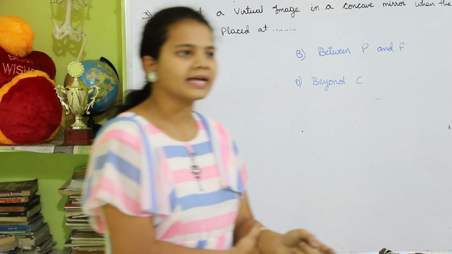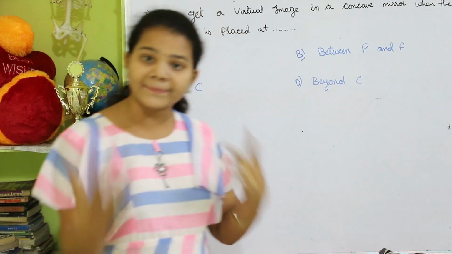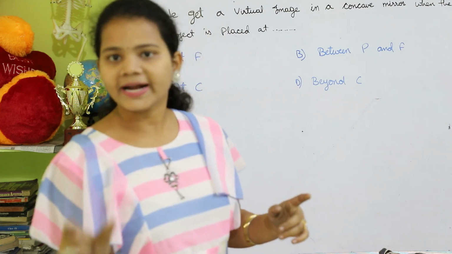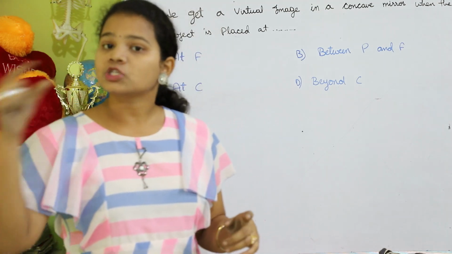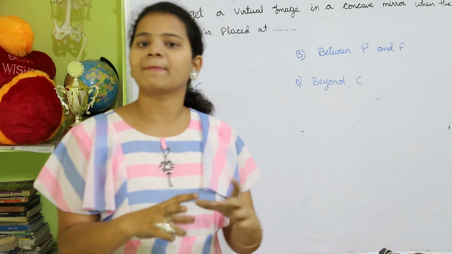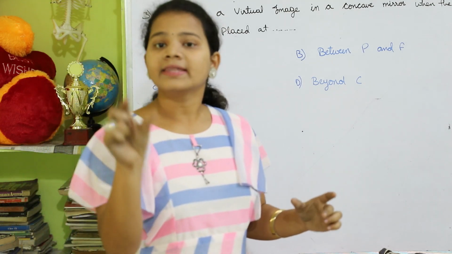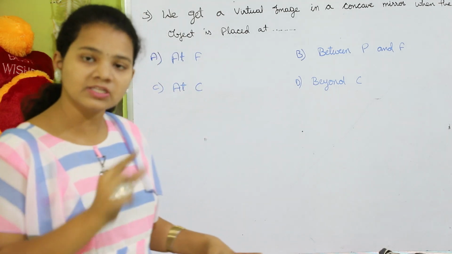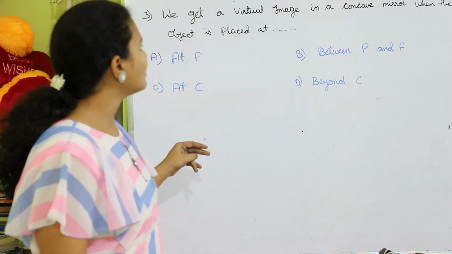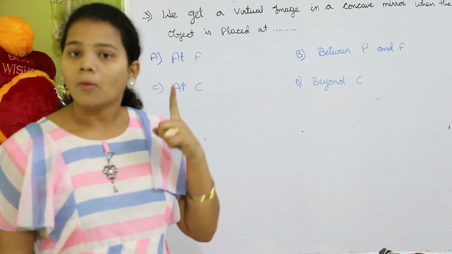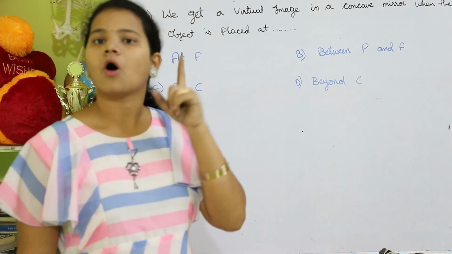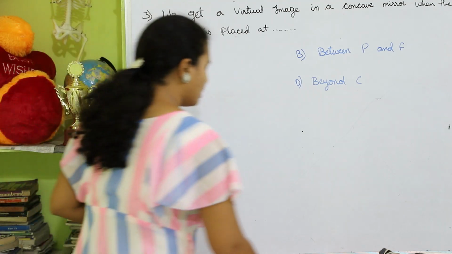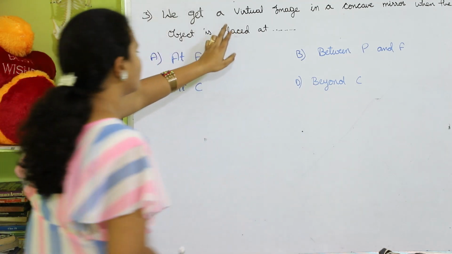Well, a virtual image is an upright image, an erect image. It is achieved when the rays are diverged. When the rays are diverged, then this virtual image is formed. Most virtual images are produced on diverging lenses.